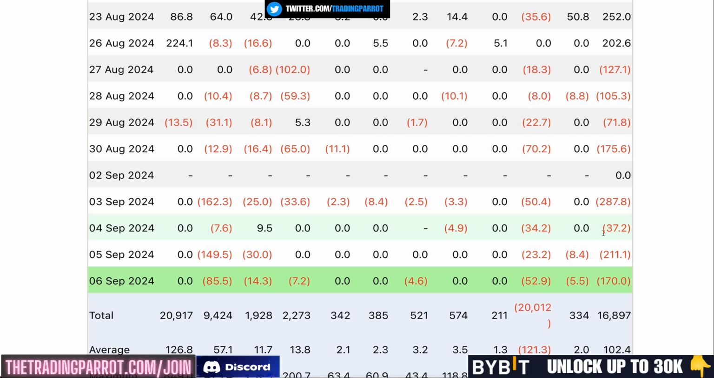We continue to see a sell-off from the Bitcoin spot ETFs with 170 and 211 right after one day where the sell-off kind of slowed down, which was the 4th of September.